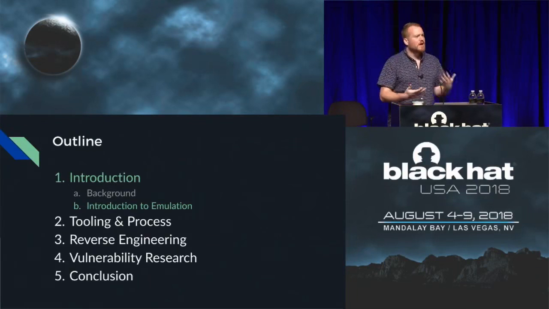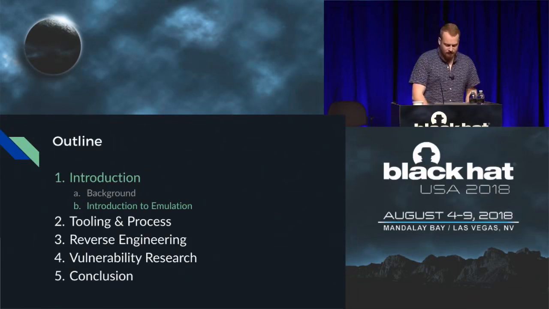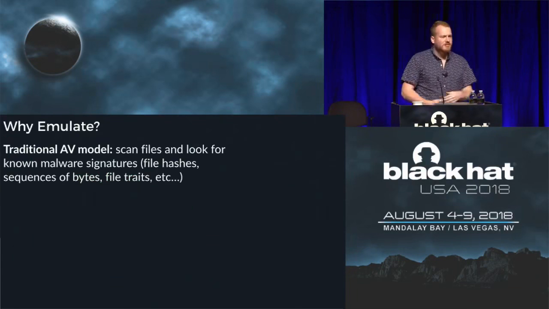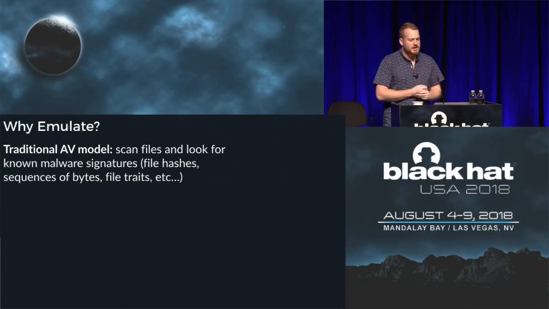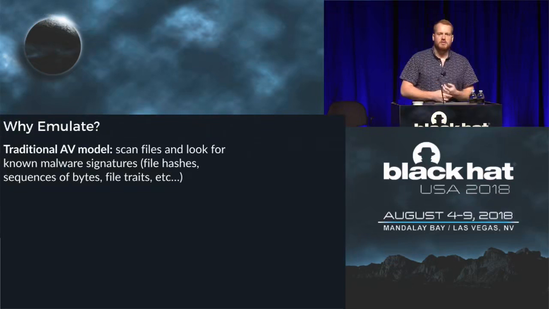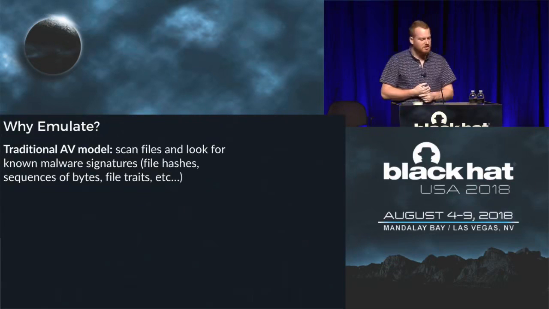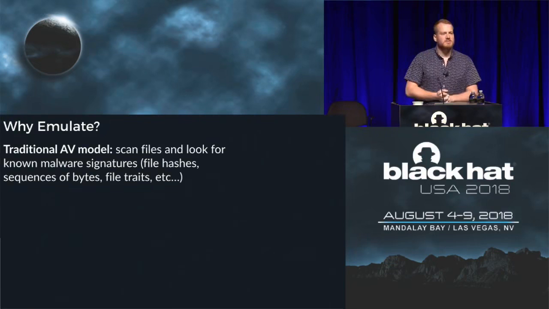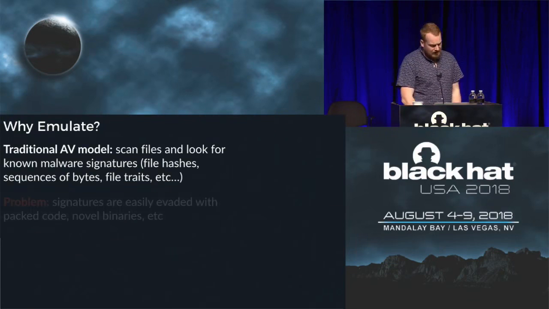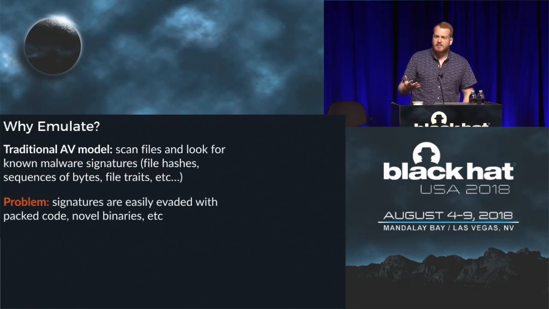So concluding the background section, let's talk about emulation itself. The traditional AV model I think a lot of people think of is this idea of scanning files and looking for known malicious sequences or signatures, such as file hashes, sequences of bytes, or traits of the file. But the problem is that signature-based heuristics like this are very easily evaded with packed code, novel binaries, and so forth. This has been a problem for a long time. I'm talking 15 to 20 plus years.